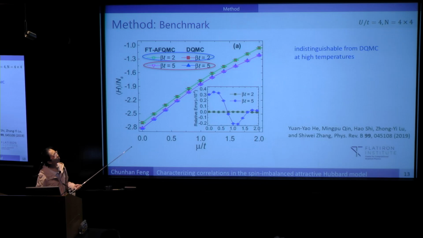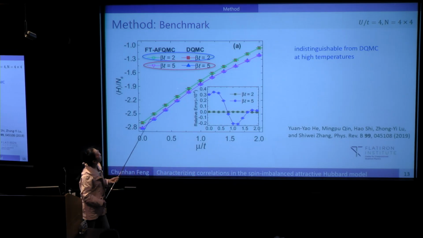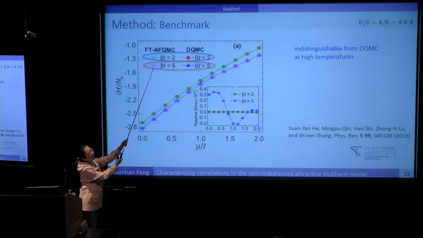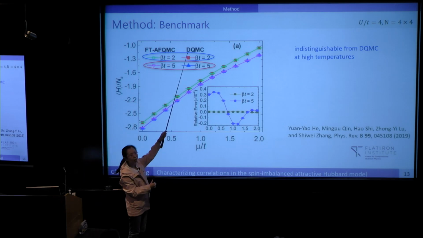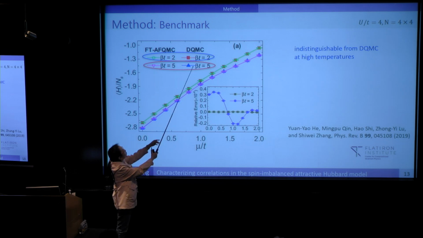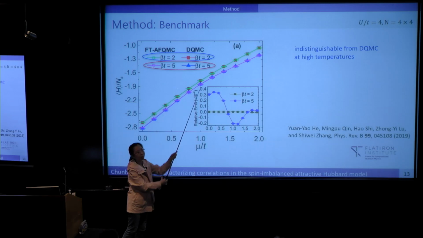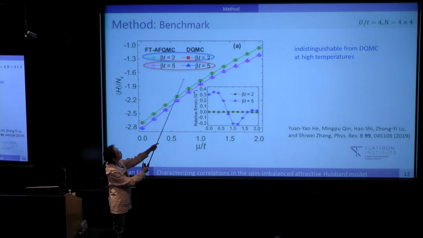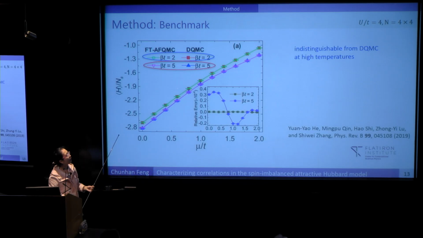Now let me show you some benchmarks for the method. The first one is for the repulsive Hubbard model. And here are two sets of data. One is given by the finite temperature constrained path AFQMC method, and the other one is given by the DQMC method. And we have two temperatures here. So we can look at the first one, beta equal to 2, the green symbols and the red symbols. So basically, they are just on top of each other. And if we look at beta equal to 5, similar things, so it tells us there is essentially no difference between the DQMC and finite temperature CPQMC method.